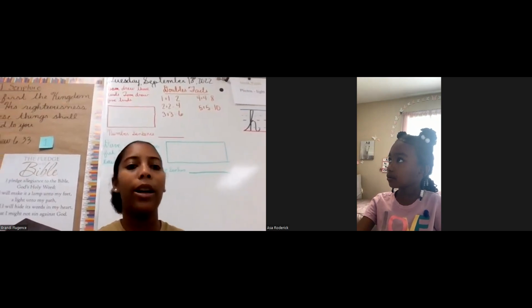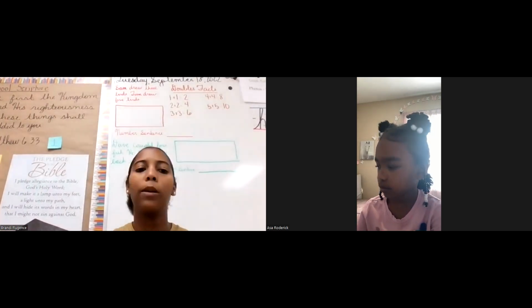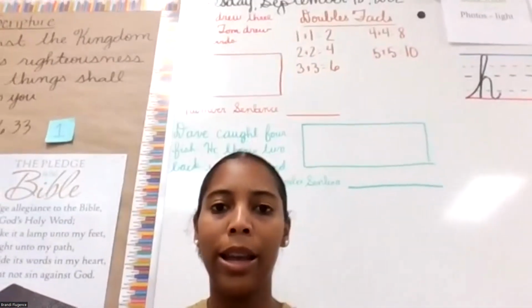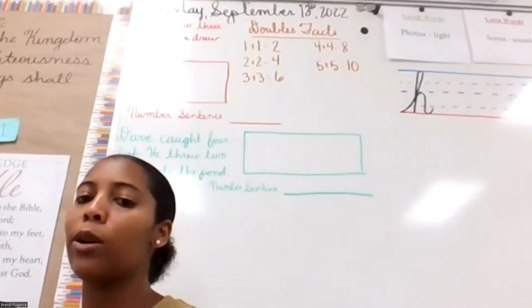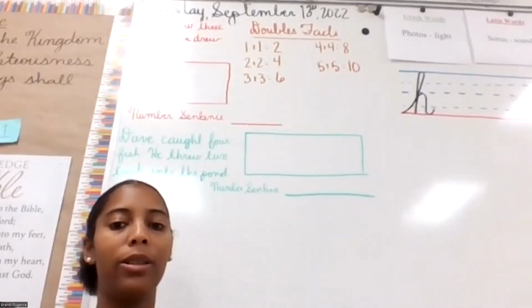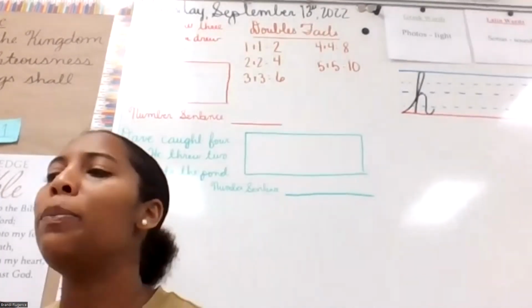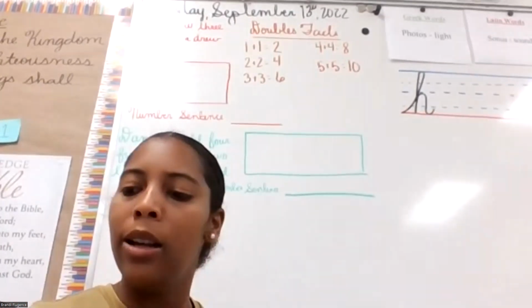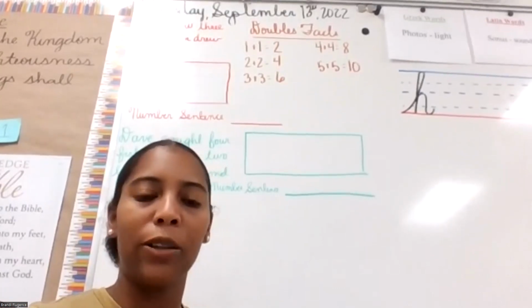Okay, so let's go ahead and look at our number sentences, our story problems up here on the board. We will learn how to create a number sentence from a story problem. So I told you what number sentences were. It's when we have numbers that we put together to create a number sentence, right? That's when we have an addition fact or a subtraction fact.